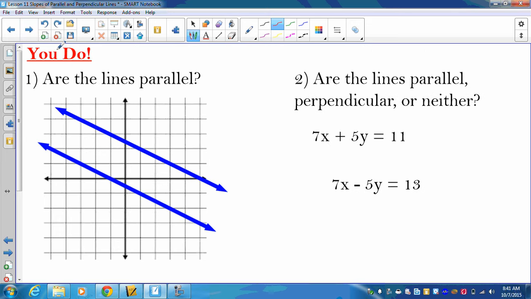So I have two problems here for you to do. Number one, tell me if those lines are parallel, and the second one, tell me if they're parallel, perpendicular, or neither.